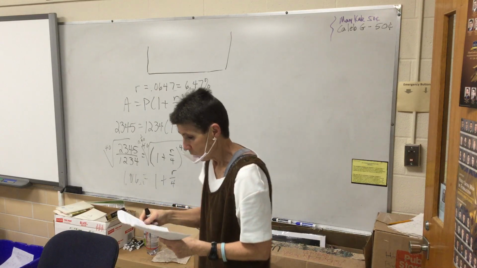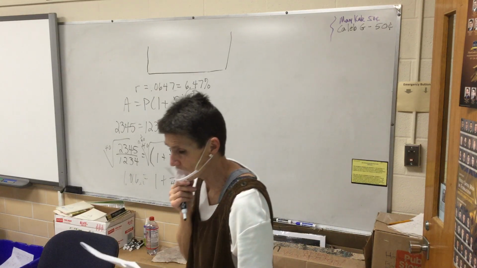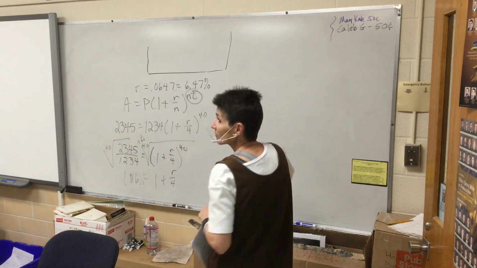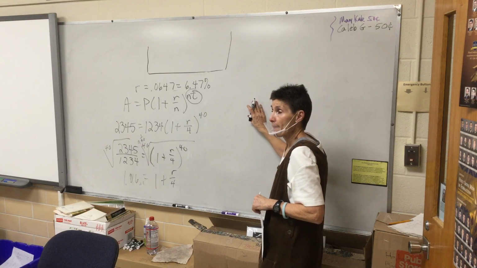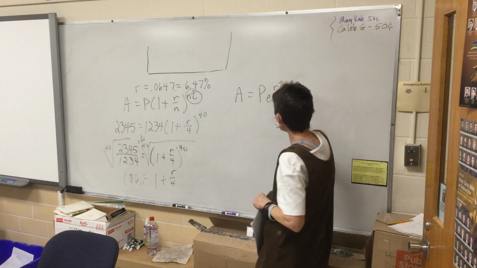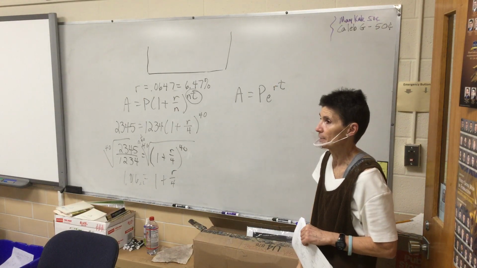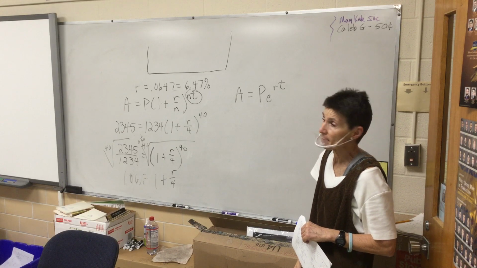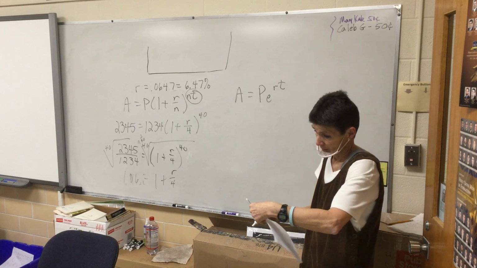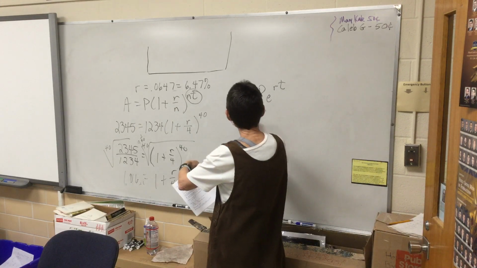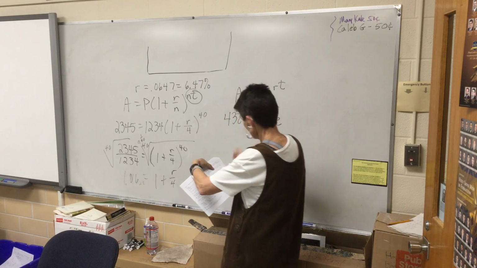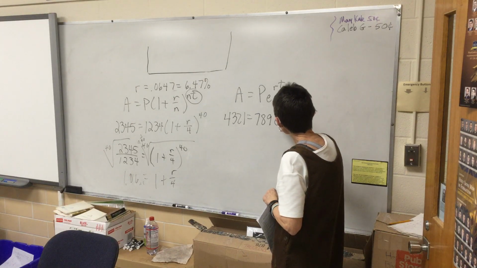Awesome. All right, what is the rate of growth for a strain of bacteria that grows from 789 to 4321 in 11 hours? Formula. PERT. Yep, we need the PERT now. This is the formula we use if it's a biology problem, or if it says anything about continuous growth. All right, so we're going from 789 to 4321 in 11 hours.